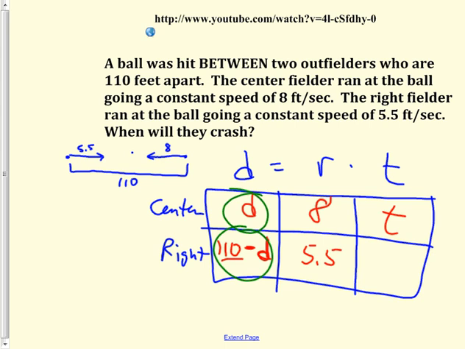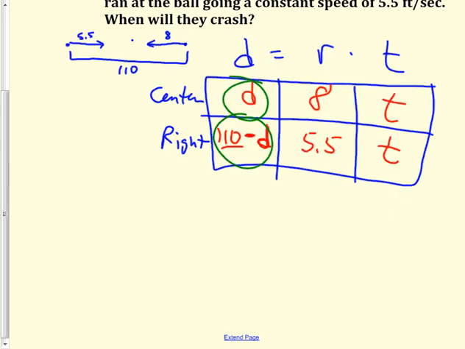Now think about this for a second. Exactly. If the ball was hit and they both start running for it, right? Shouldn't the time that they spent running be the same as each other? And so this is one where you think it through, and time is equal to time. These are the same amount of time, so you put just a plain T there. Remember, when you're saying that, you're saying that the center fielder and the right fielder must have ran the same amount of time. Now that you got the chart filled out, rest is easy.